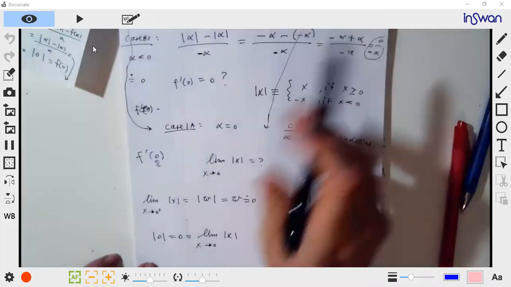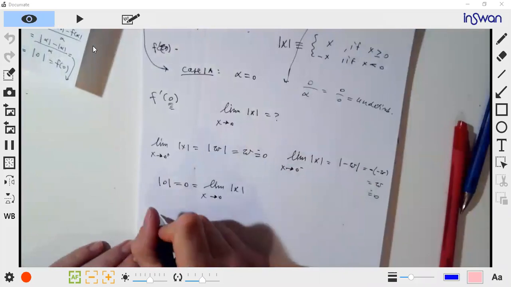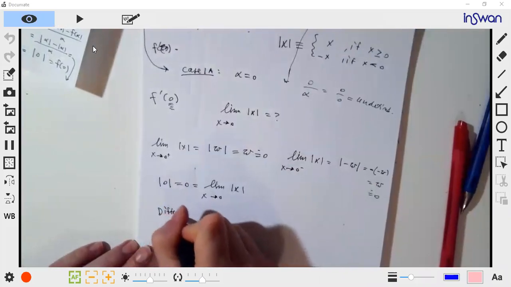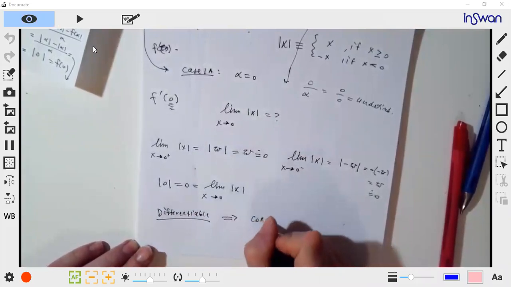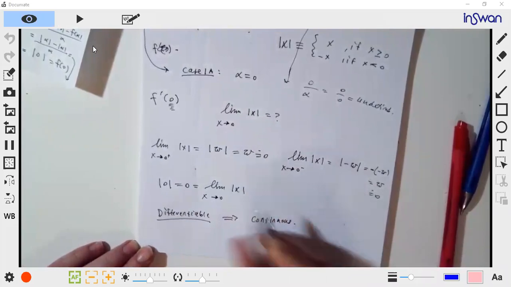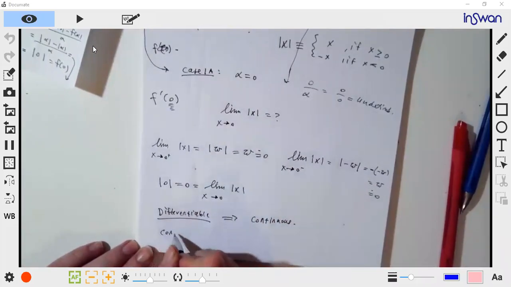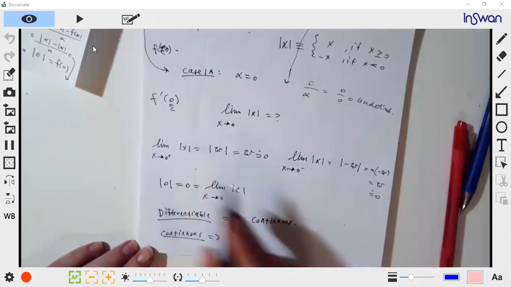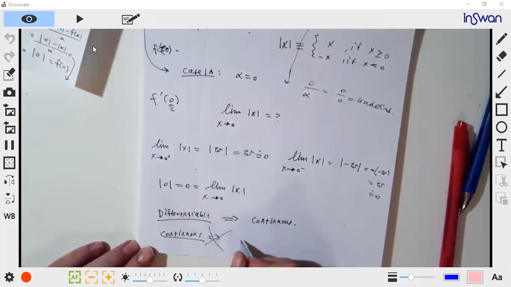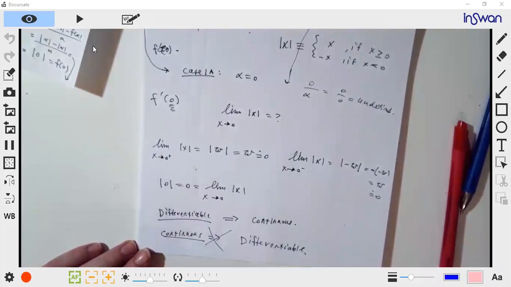Okay, so what is the lesson here? The lesson here is that if you have a function that is differentiable, that implies you have a function that is continuous. However, if you have a function that is continuous, as in the case of absolute value of x, it's a continuous function, that does not in general mean that it's differentiable. In general, you cannot assume a continuous function is differentiable at all points, but you can assume that a differentiable function is continuous at all points.